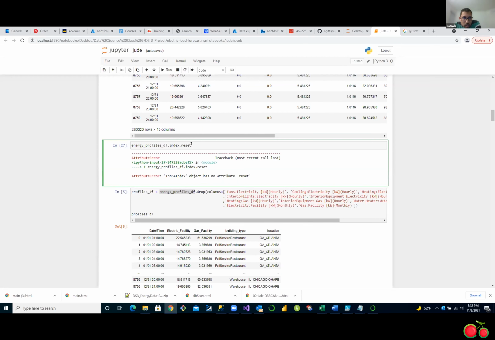No, not that. So you have the data frame, right? So yeah, this one, energy underscore professor underscore ds df dot reset underscore index. And in braces, inside the braces, you do inplace equals to True. True, T capital, because it doesn't recognize it as a keyword otherwise.